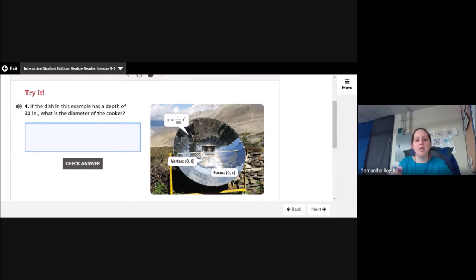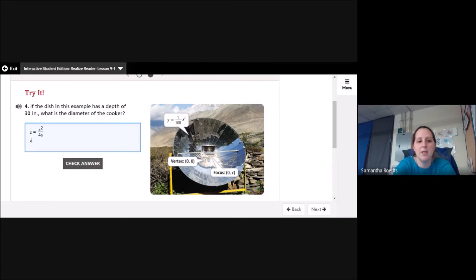All right, let's try it. If the dish in this example has a depth of 30 inches, what is the diameter of the cooker? So basically what we're going to do is take this 30 inches, that's how deep it is, we know that, and substitute in that value for a. So right now what I have is y equals x squared over 4a. Okay? x is the radius, so we want to keep that in mind. a is our depth, and we know y is our focal length, which was 27, which was c.